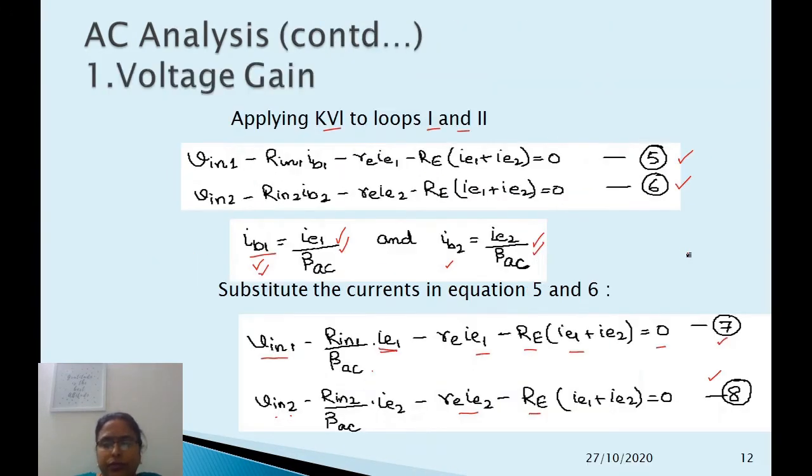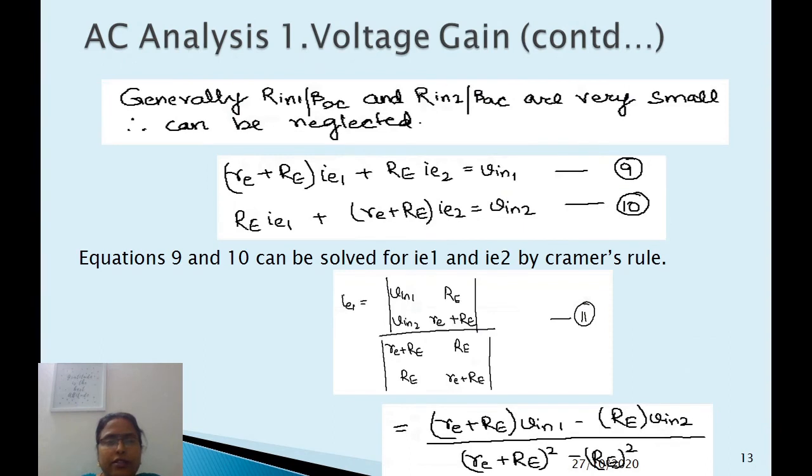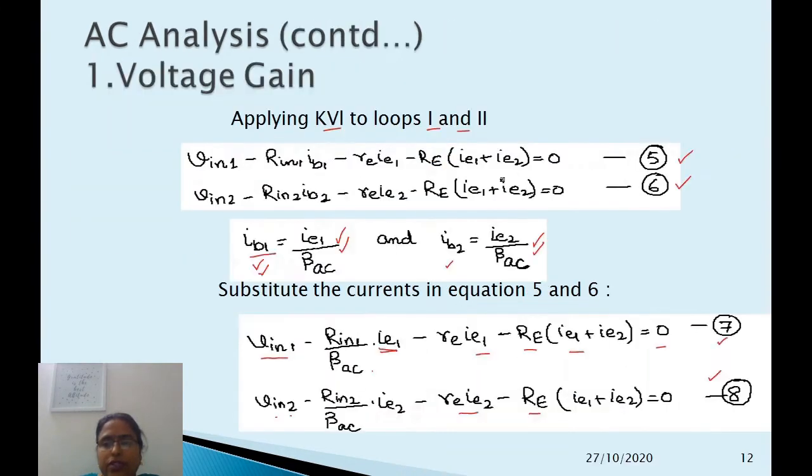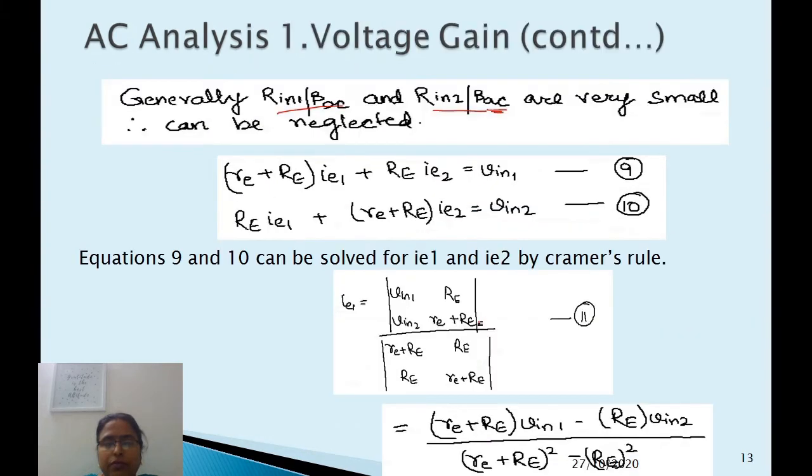Now, generally Rin1 upon beta AC and Rin2 upon beta AC are very small because beta is very large, so these can be neglected. Applying this to equations 7 and 8, Rin1 upon beta AC is very small, so it can be neglected. And our equation becomes (RE plus RE) into IE1 plus RE into IE2 equal to Vin1.